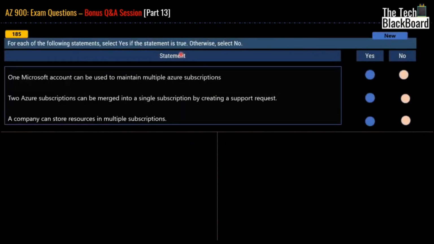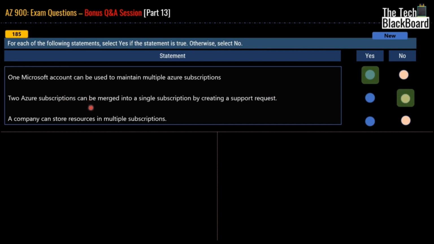Now further we have question number 185, a yes-no kind of question. Let's read out the first statement. The first statement says that one Microsoft account can be used to maintain multiple Azure subscriptions. The correct answer is of course yes. So you can have multiple subscriptions under one Microsoft account. The second statement says that two Azure subscriptions can be merged into a single subscription by creating a support request. The correct answer is no. You cannot merge two subscriptions in Azure.